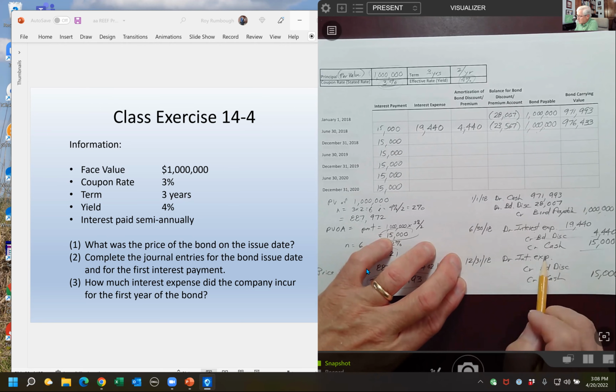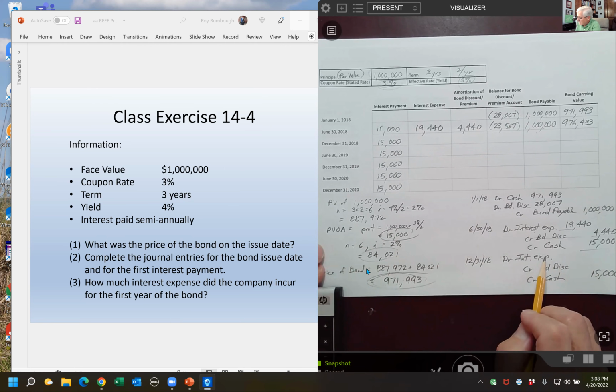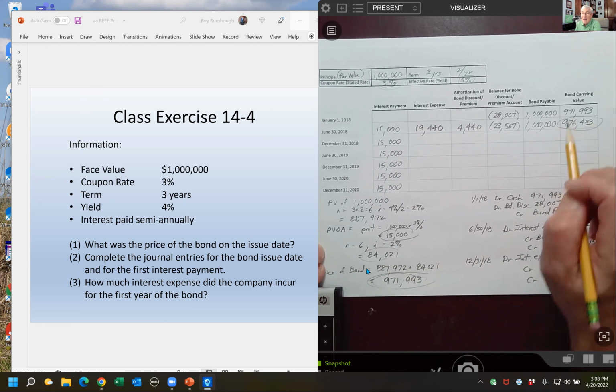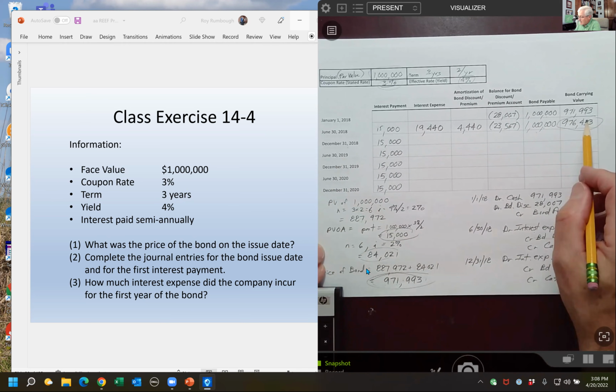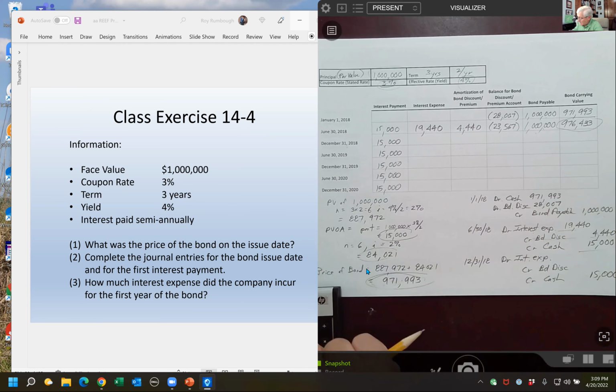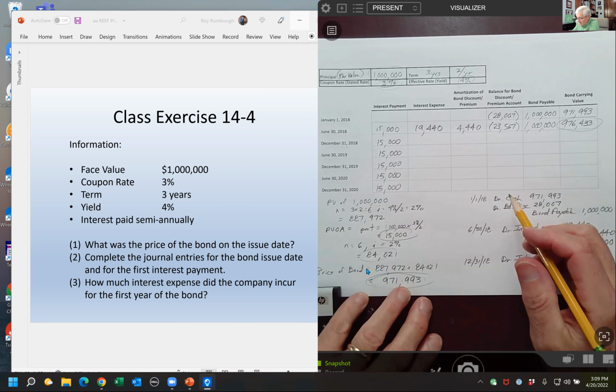Step 1. Step 2, what's my interest expense? It's going to be 2%, half of the market rate because it's compounded twice a year, times the outstanding balance at the beginning of this 12/31/18 period, 976,433. So 976,433 times 2% equals 19,529.